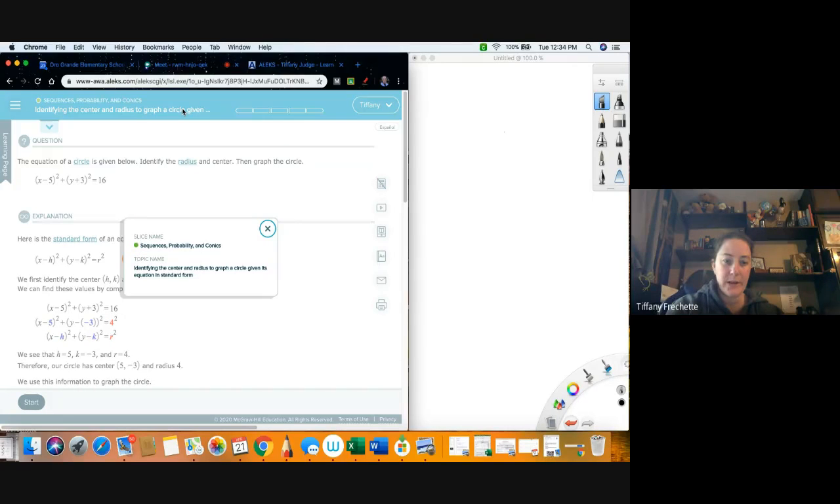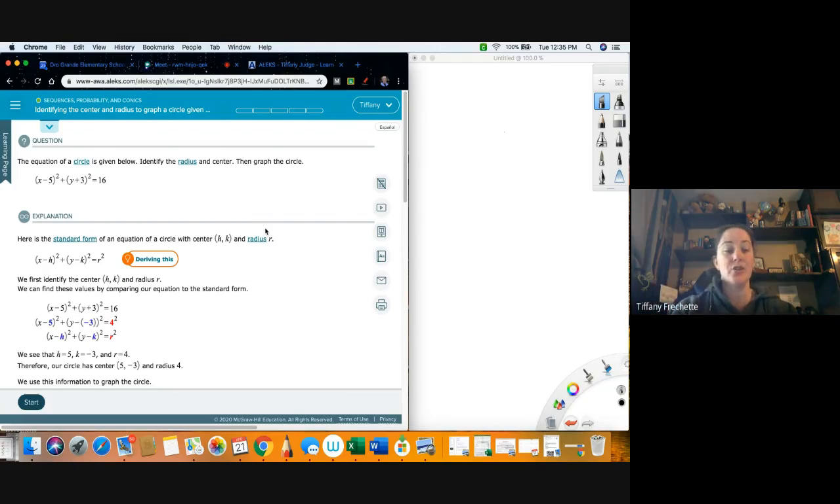Identifying the center and radius to graph a circle given its equation in standard form. All right, so long title, actually pretty short topic here. So we need to identify two things, the radius and the center of the circle. And we're given the equation of the circle. So it actually makes it a little easier if we're given this equation here.